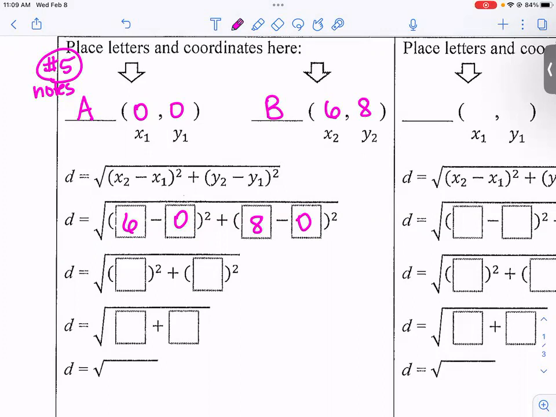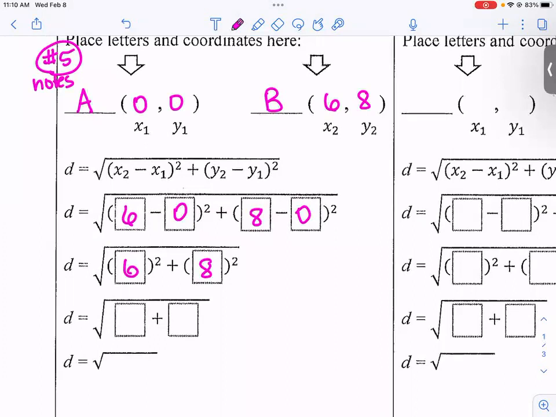Okay, now we just have to do the math. So we need to do the subtraction first. What's 6 minus 0? What's 8 minus 0? Cool. So now we know 6 squared is 36. We know 8 squared is 64. So from here to here, we need to take those squares, just like we would have in the Pythagorean theorem.